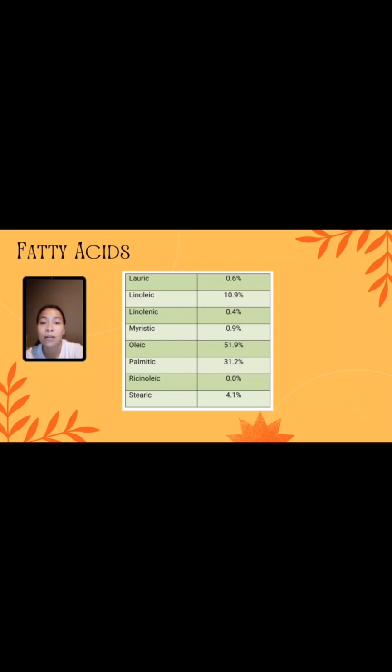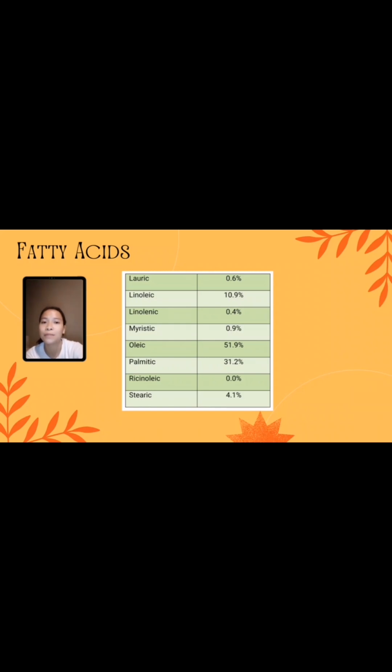And the next one is the oleic acid, which is 59.9% in our soap formulation. It has the highest percentage because one of our main oil ingredients is the olive oil. Oleic is an unsaturated fatty acid that contributes to the conditioning or moisturizing abilities of a soap.